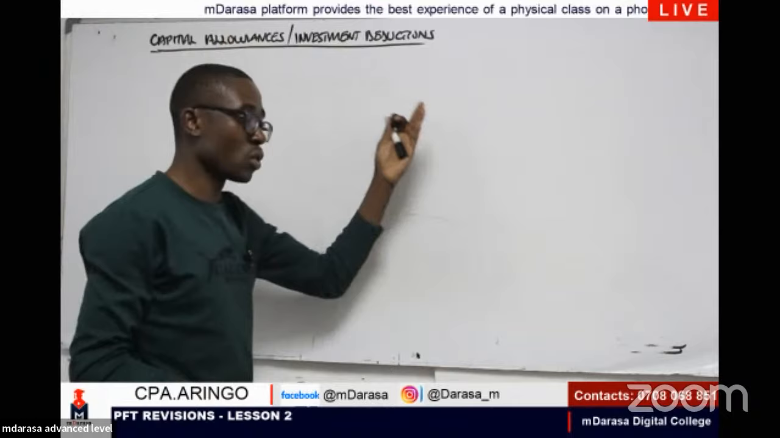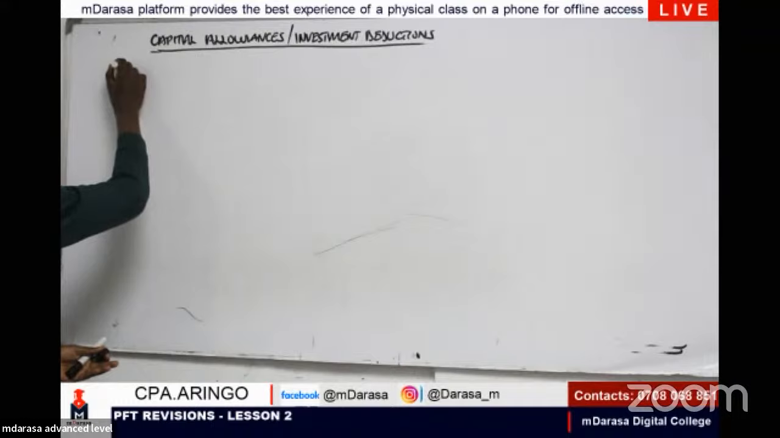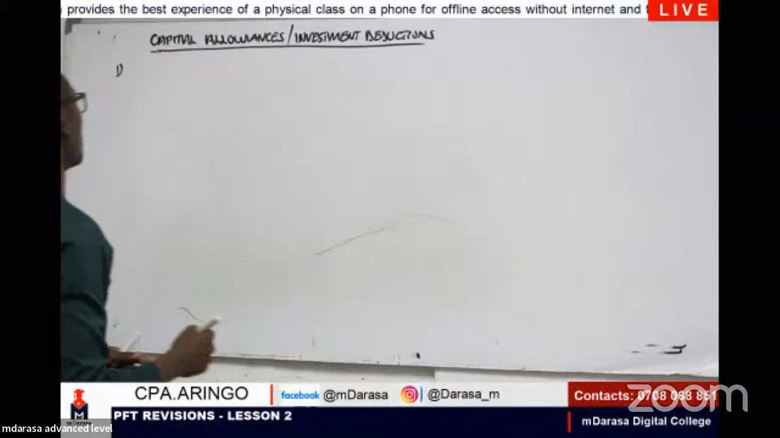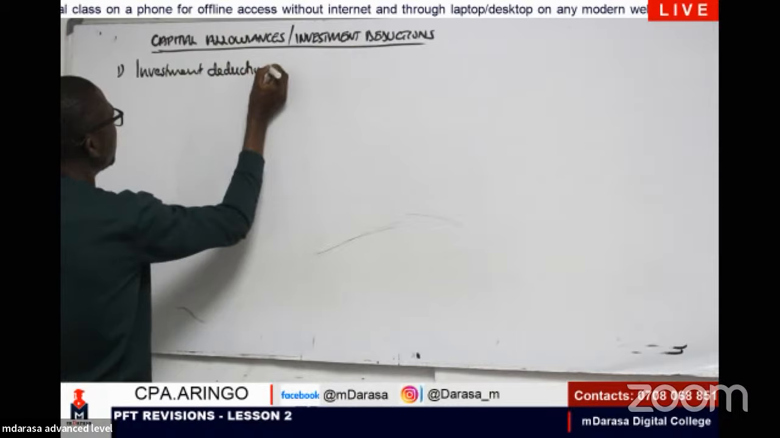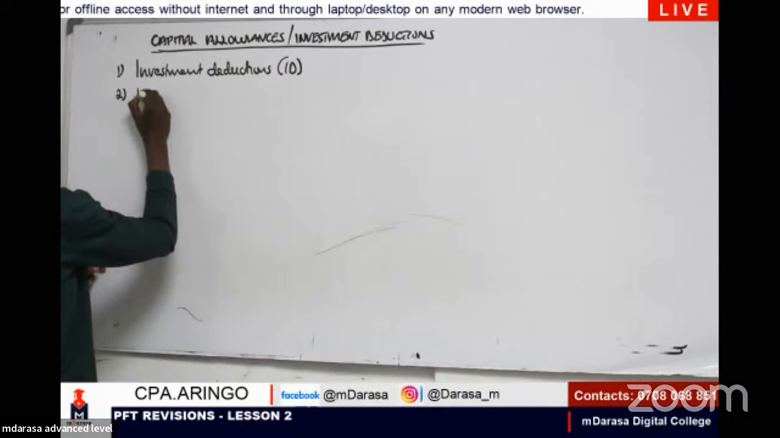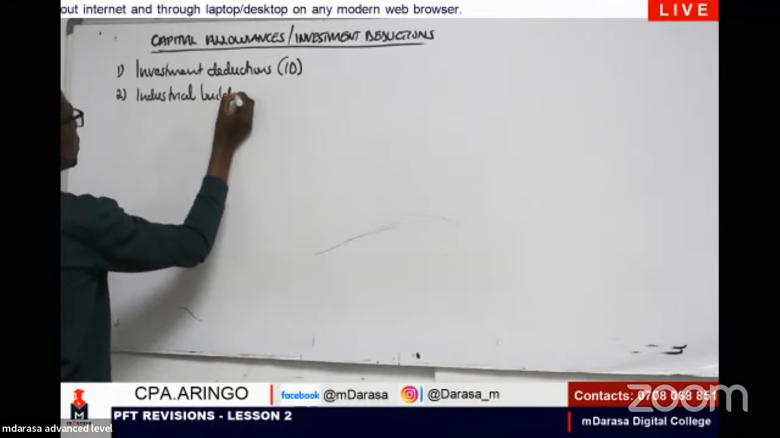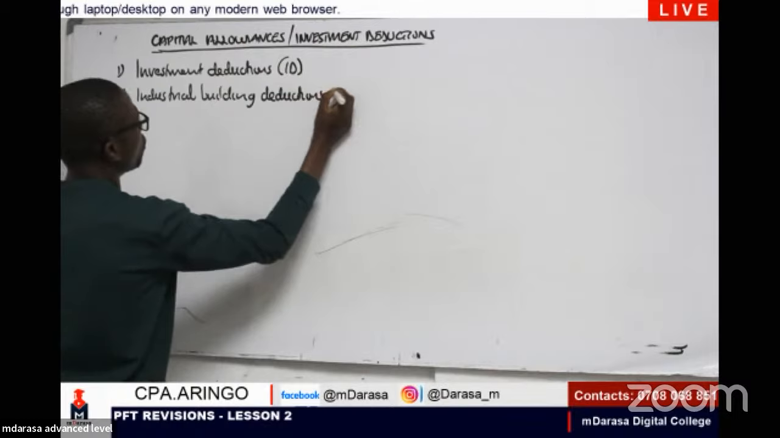The types of capital allowances that we'll be looking at: number one, of course, is the one we are all aware of, just in general, investment deductions, also referred to as ID. Number two, industrial building deductions. These are also referred to as IBD.